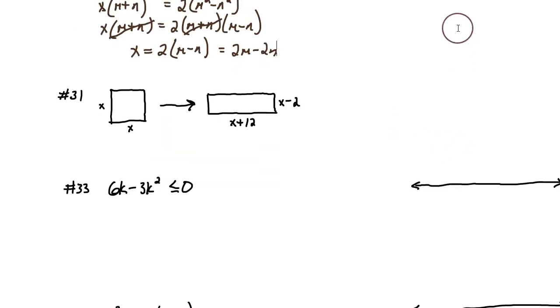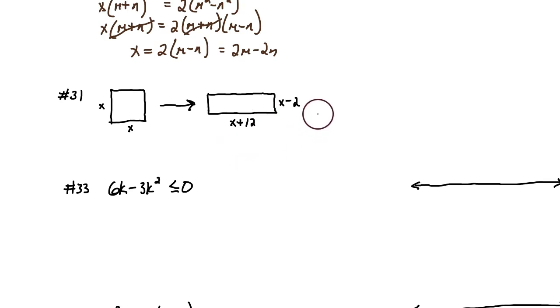Number 31, we have a word problem that talks about a square and a rectangle. We're asked to find the length of the sides of the square, so that's where I put the variables to represent those unknown sides. We're told that the length of the rectangle is 12 longer than the side of the square, and the width of the rectangle is 2 less than the side of a square. Now we're given a sentence about the areas.